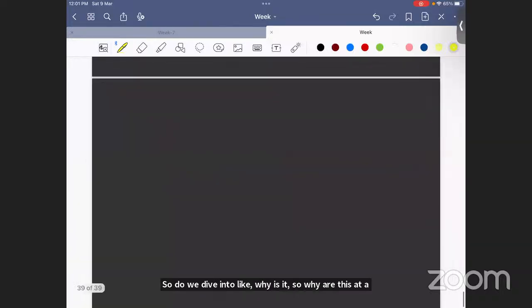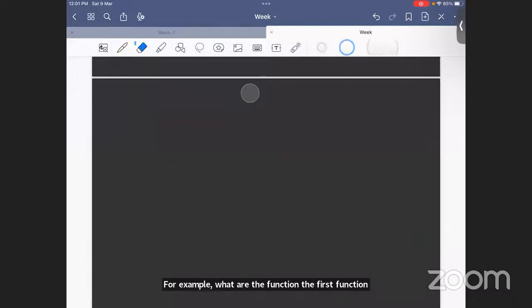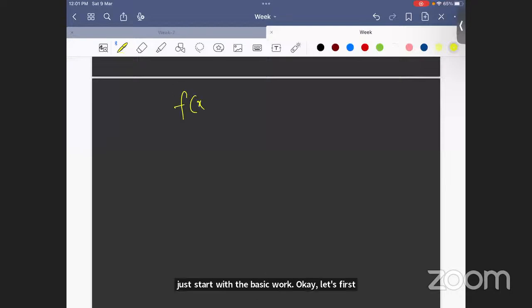You can just remember them. For some function I can then directly tell you. Let me just open that, which are the functions that have been discussed in the lectures, because there can be n number of functions, right? But if you have discussed only some functions, it's fine. For example, the first function that has been discussed to you is sine. Let me just start with the basic one. First we'll just discuss a function. The first example, you have to calculate the limit.